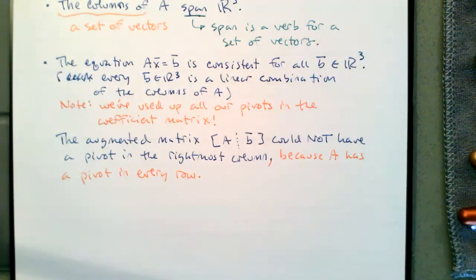Let's look at another example of a matrix where different things happen.